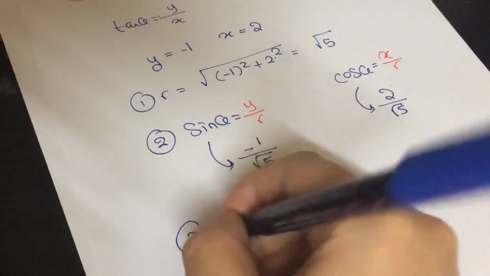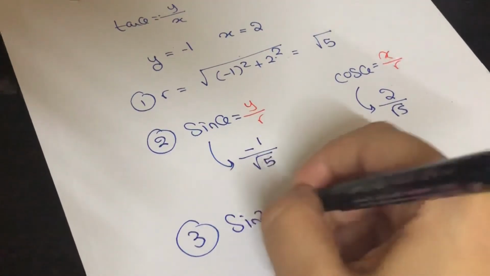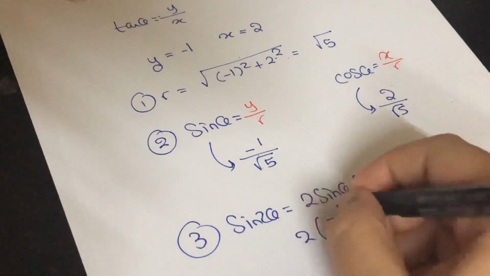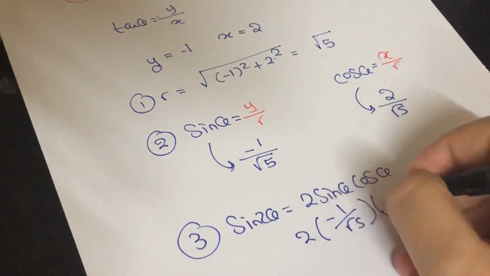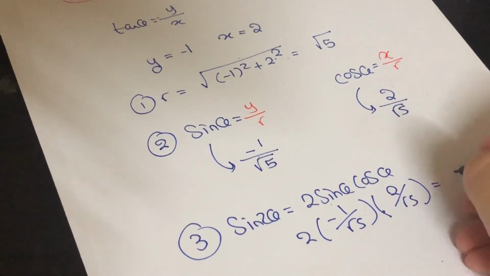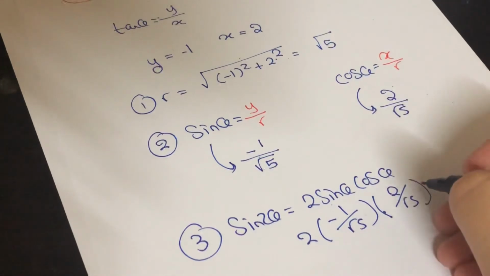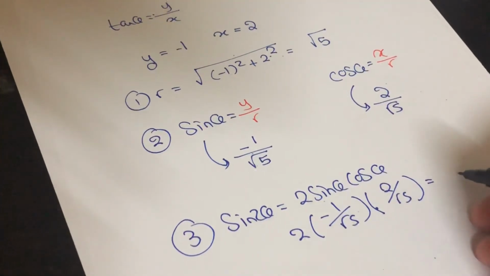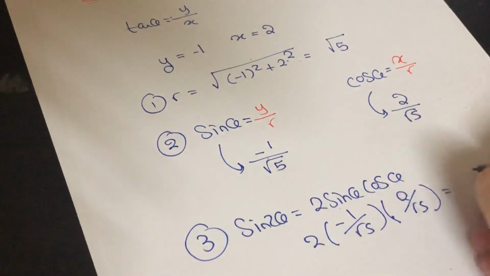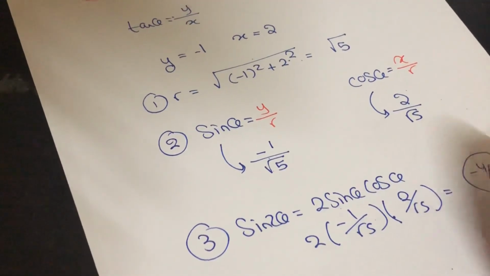My third step, sine double theta is 2 sine theta cosine theta, so 2 times negative 1 over root of 5 times cosine theta 2 over root of 5. Sine 2 theta will end up, I have one negative over here, in negative 4 over 5.